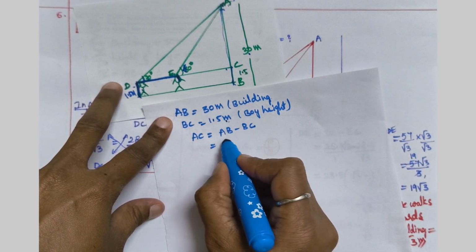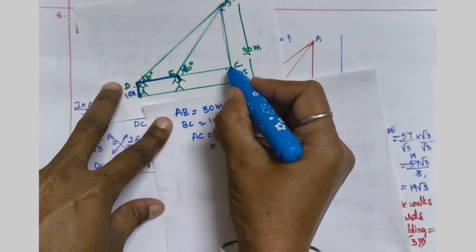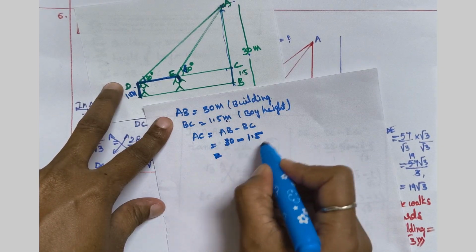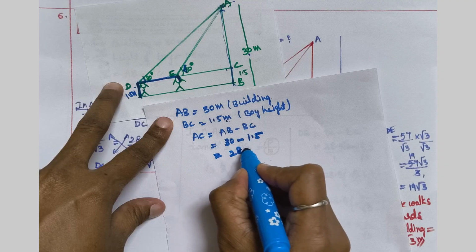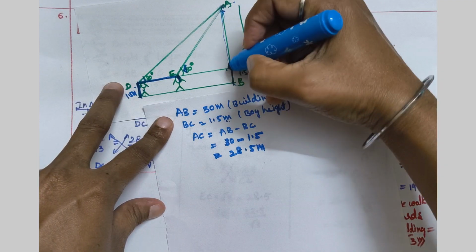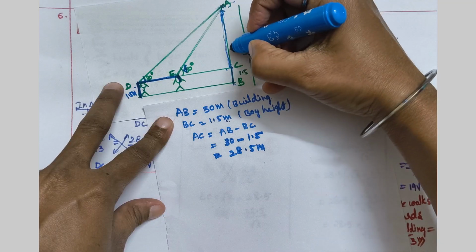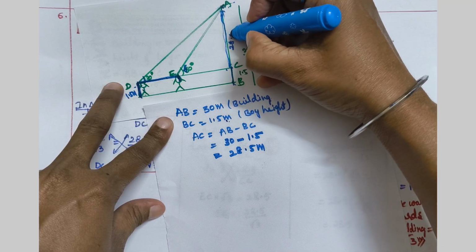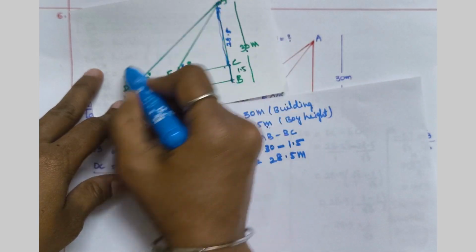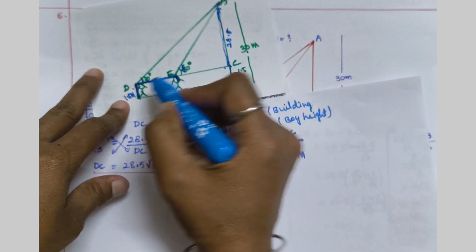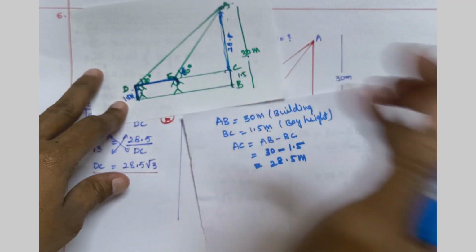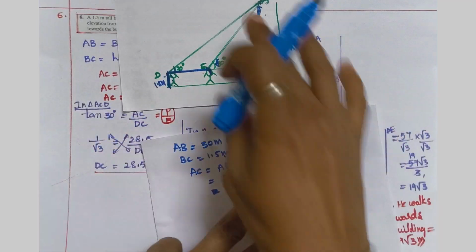So AB is 30 meter, minus BC height 1.5 meter. 30 minus 1.5 is 28.5 meter. So this AC height is 28.5. Okay. Now first we will use this big triangle, the ACD triangle. Next we will use this triangle, the AEC triangle. Step by step I will do.